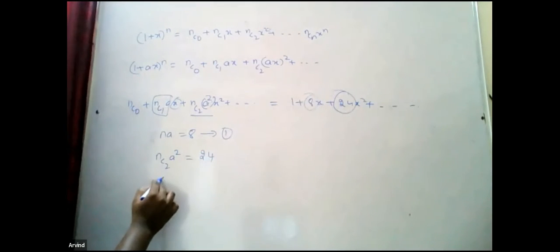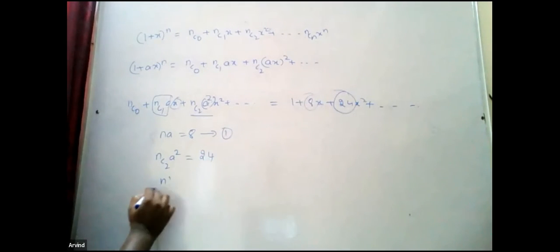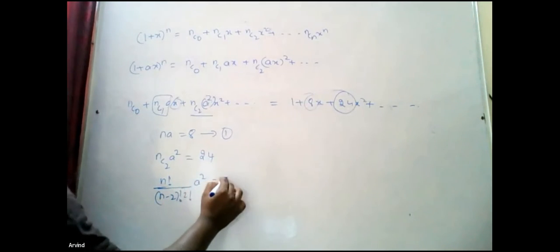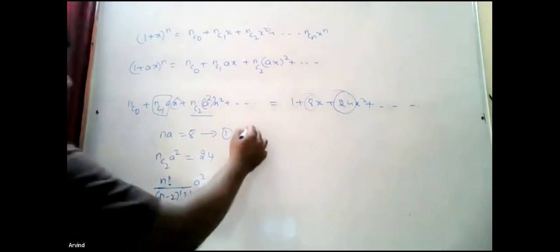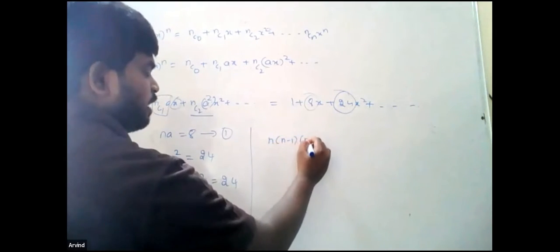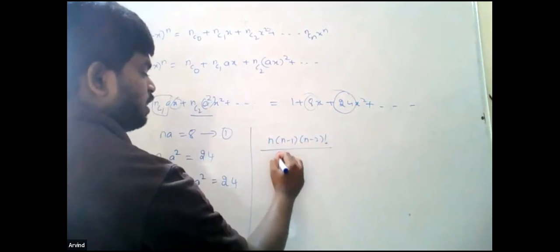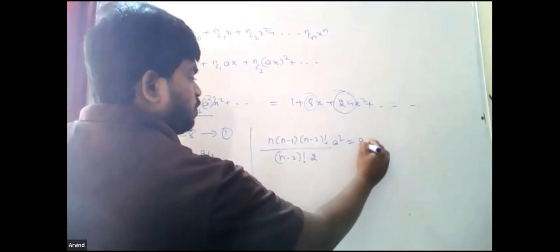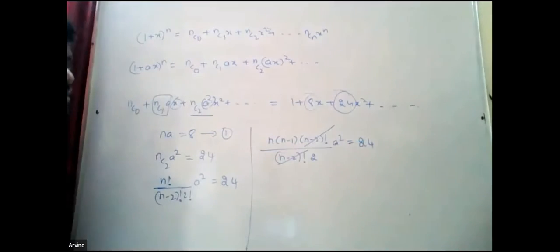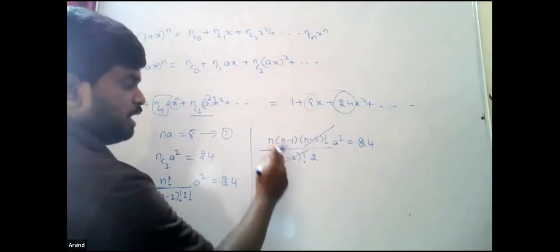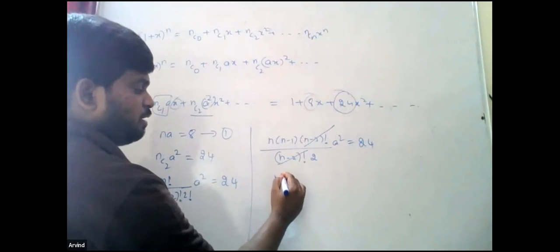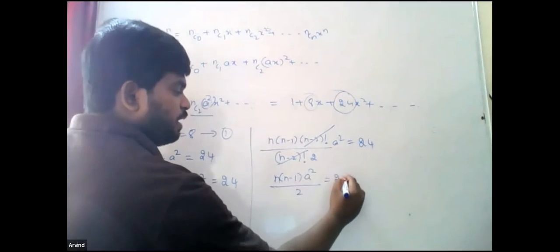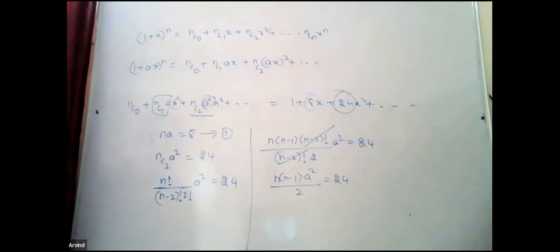We can write nC2 as n factorial by (n minus 2) factorial times 2 factorial, into a^2, equal to 24. This n factorial can be written as n into (n minus 1) into (n minus 2) factorial, so that cancels. 2 factorial is nothing but 2 itself. Just observe, this and this get cancelled. So on top we have n into (n minus 1), multiplied by a^2, divided by 2, is equal to 24.